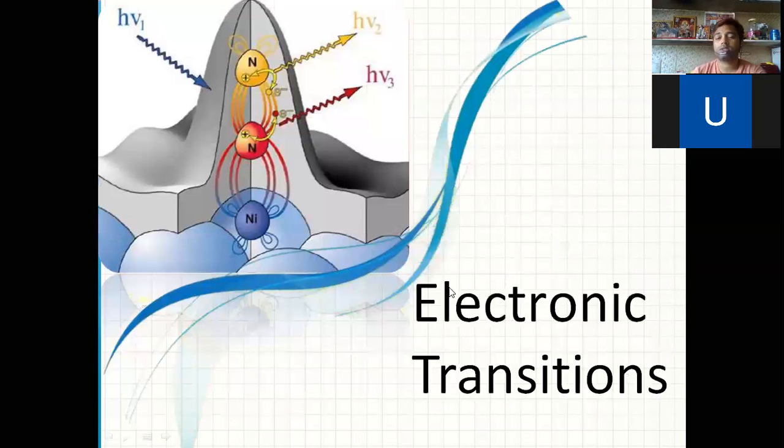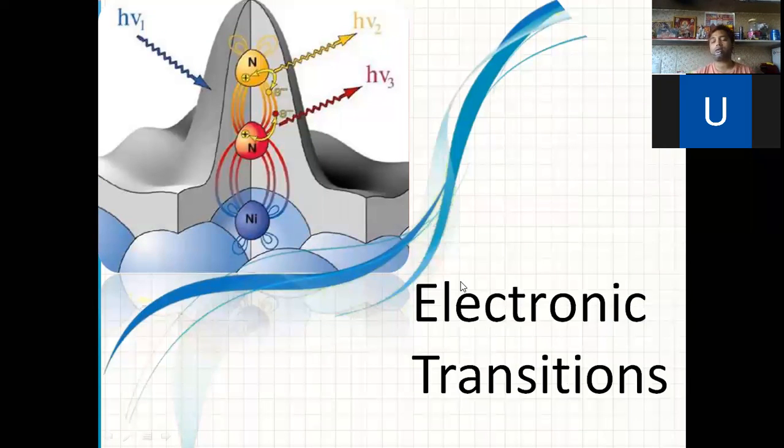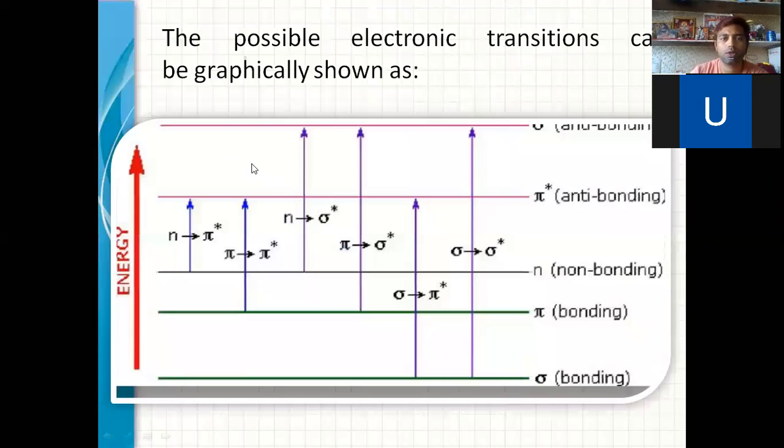Now, this is very important. Electronic transitions are very important. This topic is for 5 marks. Remember, for 5 marks, this topic is very important. Now, these are the possible electronic transitions which can take place in UV visible spectroscopy.